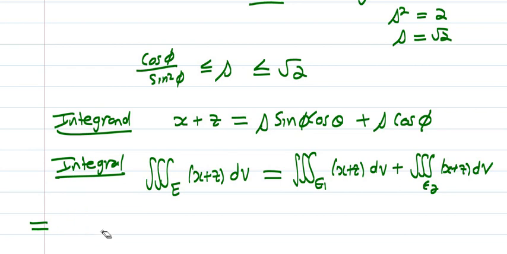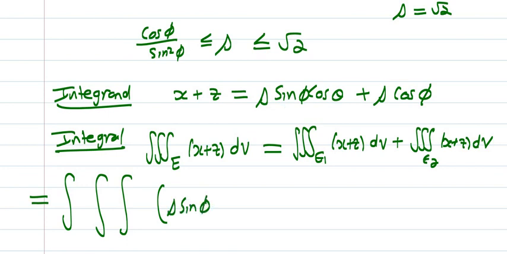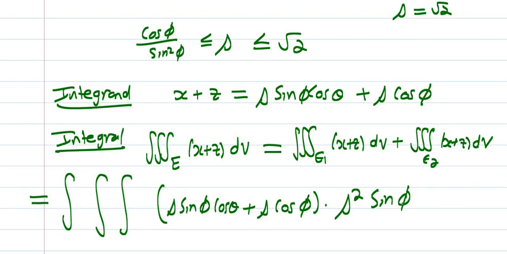Let's make it quite big, because we have bounds and lots of things to take into account. So it's a triple integral. The integrand we saw is this: rho sine phi cos theta plus rho cos phi. And now because we're going to spherical coordinates, we've got to remember the Jacobian. And the Jacobian is rho squared sine phi. And then I'm going to use the order d rho d phi d theta.